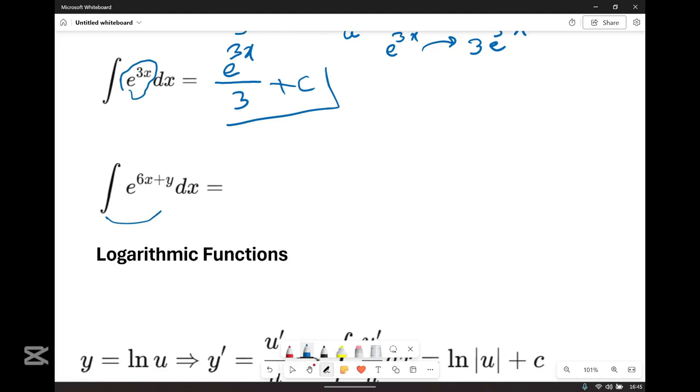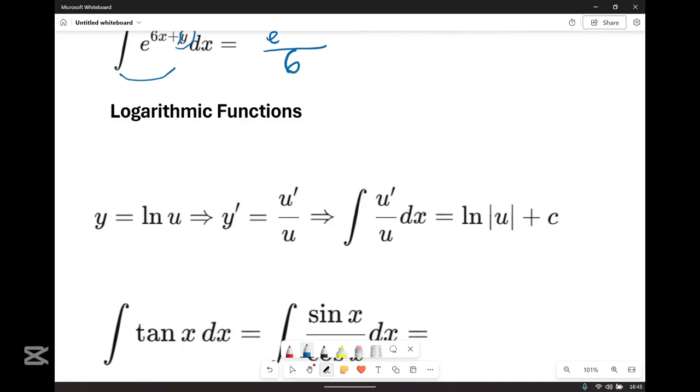But here, guys, in e power 6x plus y, y is a constant. If you calculate the derivative of this part, it is linear, and the answer is 6. Therefore, divided by 6. But we go to the logarithm functions. In the previous, if I tell you, you consider that is your function. If you calculate the derivative, yes, it is u prime. If you have not mastered this, you can follow our derivative playlist, and I explain all these rules in that place with all details.